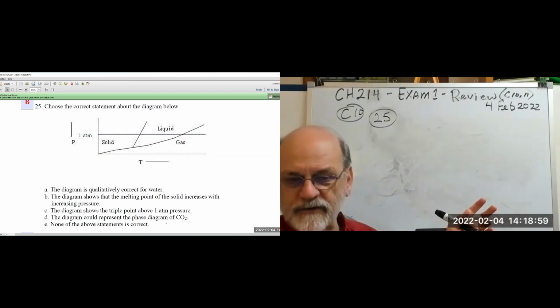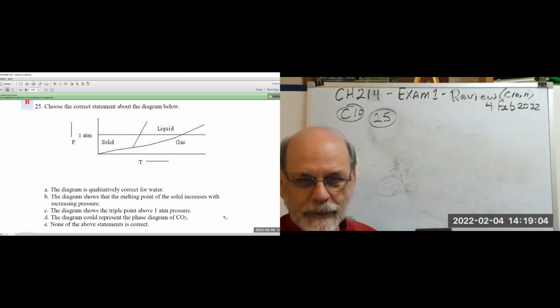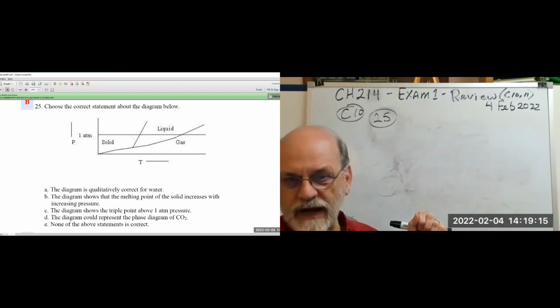E says none of the above statements is correct, so it can't be E. We found a true one, B. Well, that's the correct statement. The diagram shows the triple point above 1 atmosphere? Now it's below 1 atmosphere. Here's the triple point right there, so it's below 1 atmosphere.